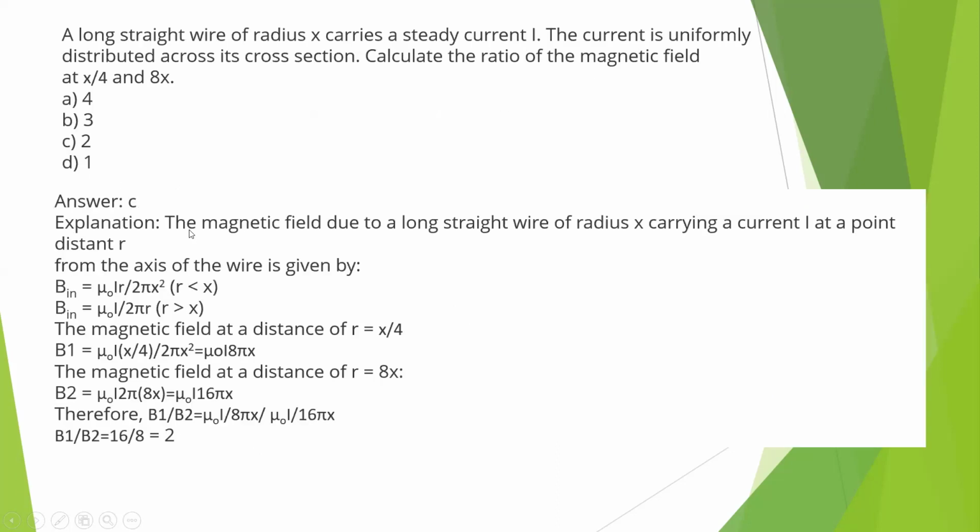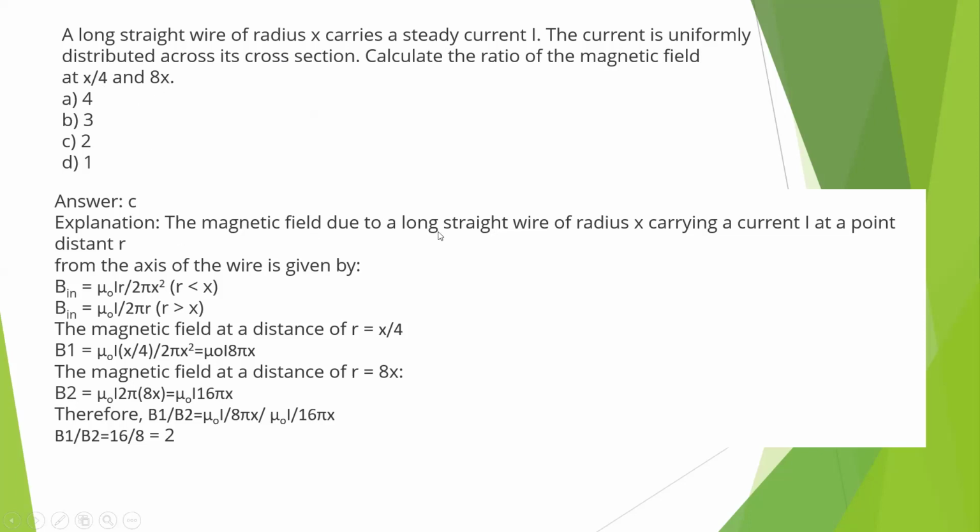Okay. Next is a long straight wire of radius x carries a steady current. The current is uniformly distributed across its cross section. Calculate the ratio of the magnetic field at x/4 and 8x. So it is a long straight wire, infinitely long, carrying a current uniformly distributed across its cross section. Calculate the ratio of the magnetic field at x/4 distance as well as 8x distance.